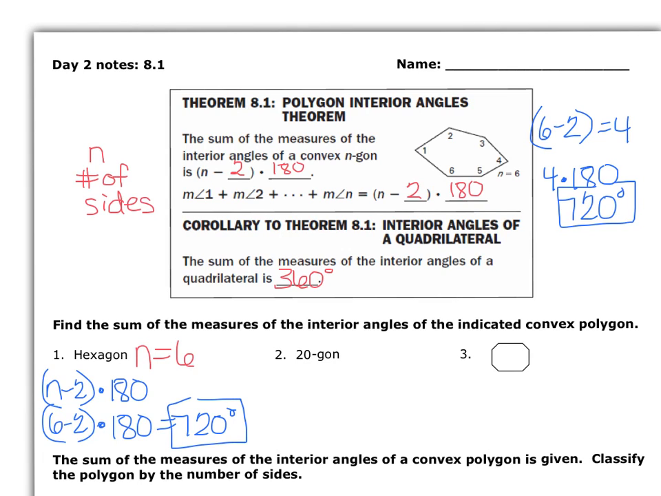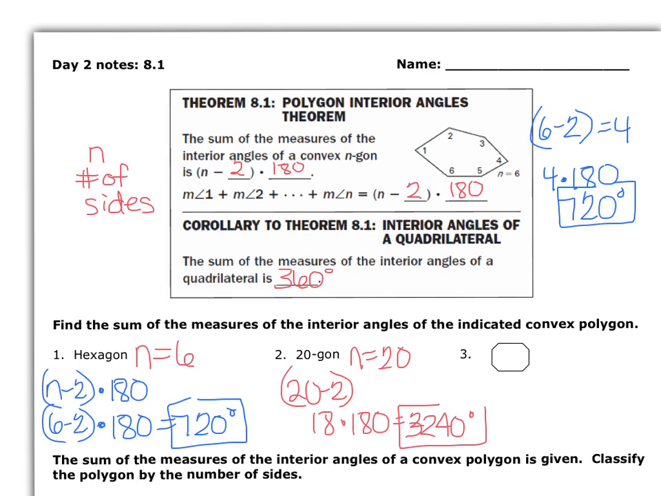All right, for a 20-gon, so n is equal to 20, so we're going to do 20 minus 2, which we have to do first, so that's 18, and then we have to times that by 180, so make sure you're doing the subtraction first. So this is 3,240 degrees on the inside of a 20-gon.